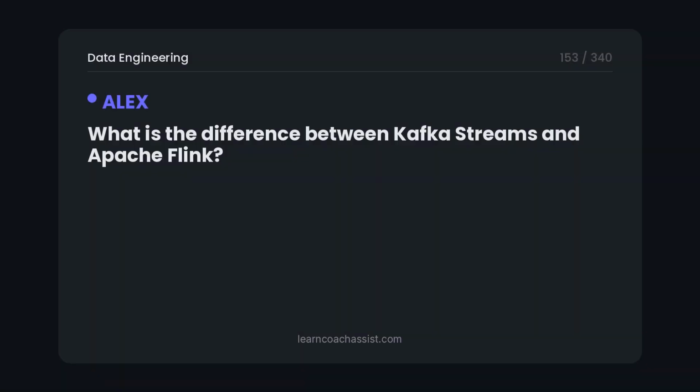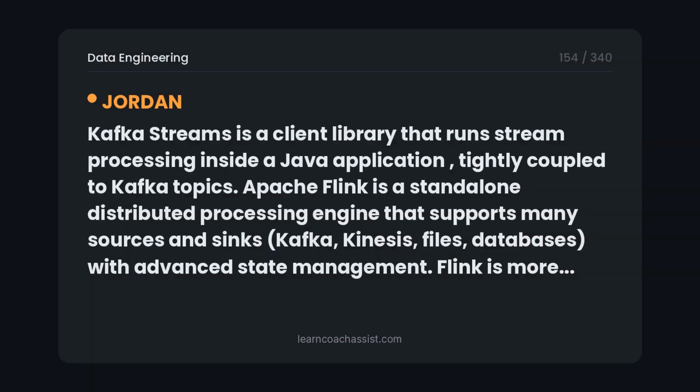What is the difference between Kafka Streams and Apache Flink? Kafka Streams is a client library that runs stream processing inside a Java application, tightly coupled to Kafka topics. Apache Flink is a standalone distributed processing engine that supports many sources and sinks, Kafka, Kinesis, files, databases, with advanced state management. Flink is more powerful for complex jobs. Kafka Streams is simpler when everything stays in Kafka.